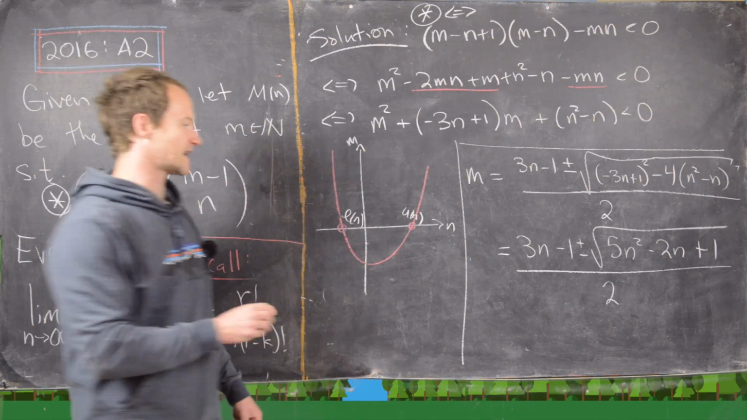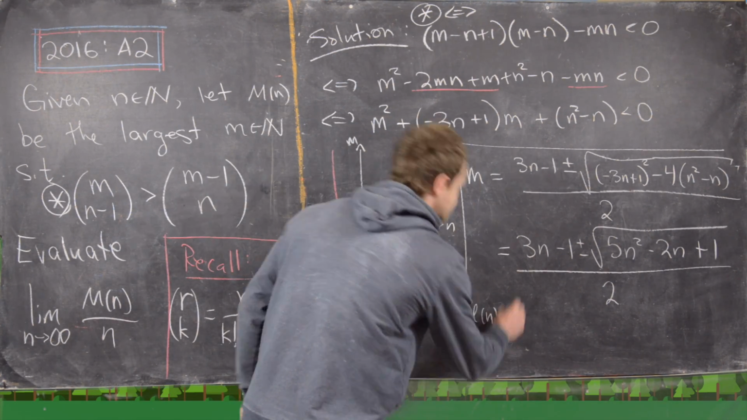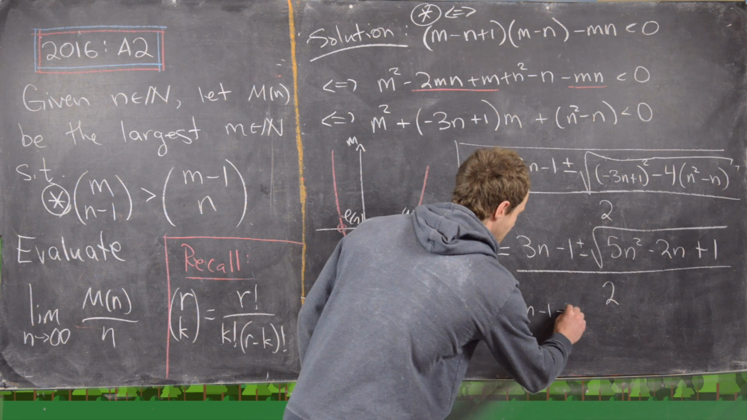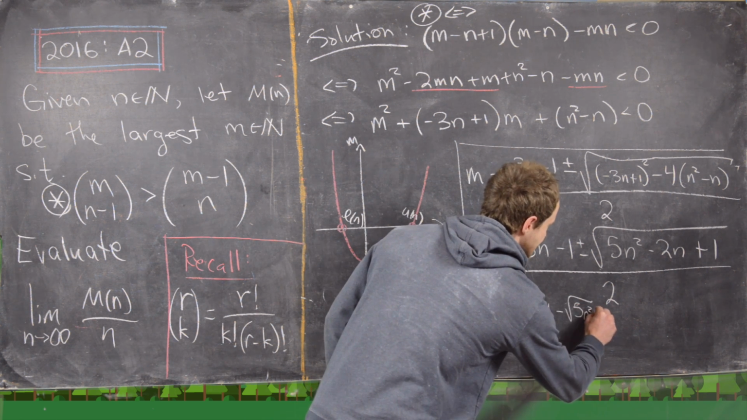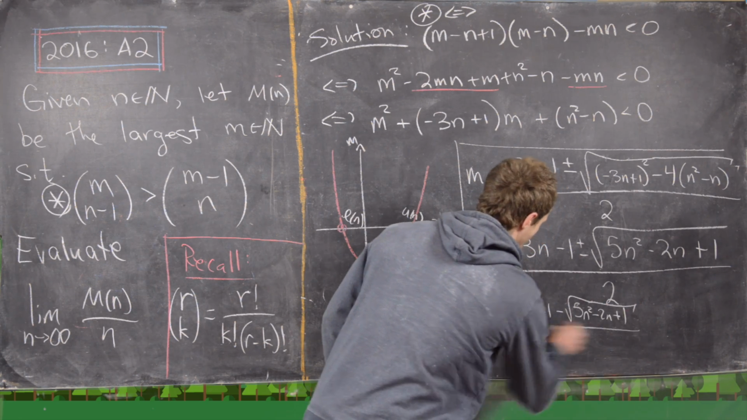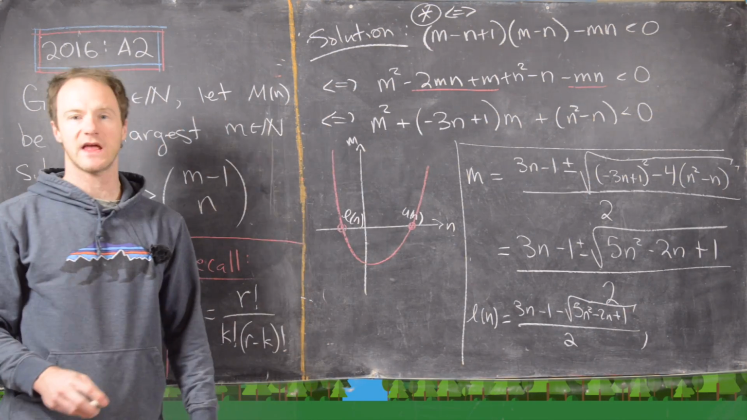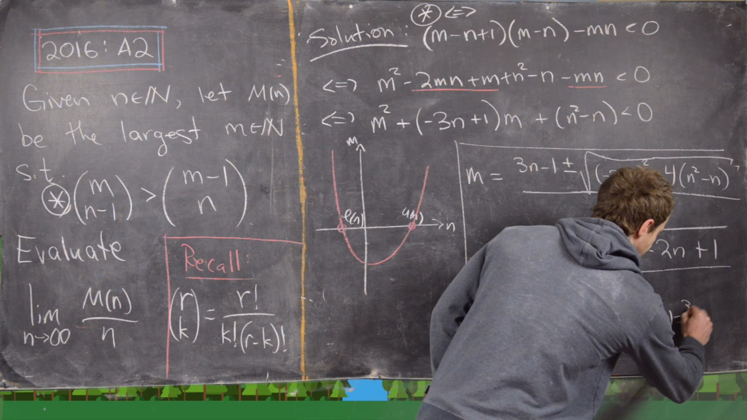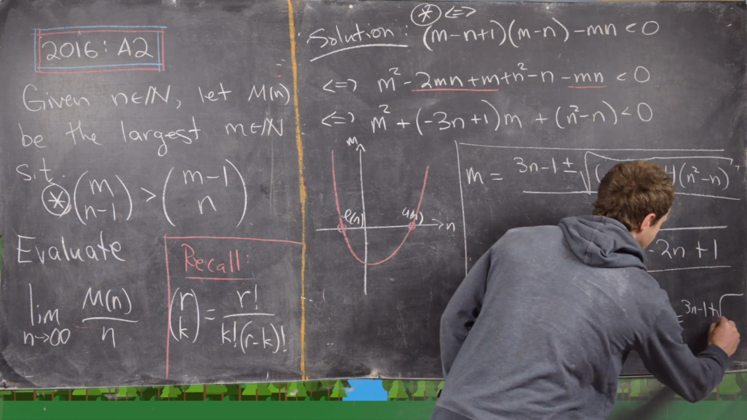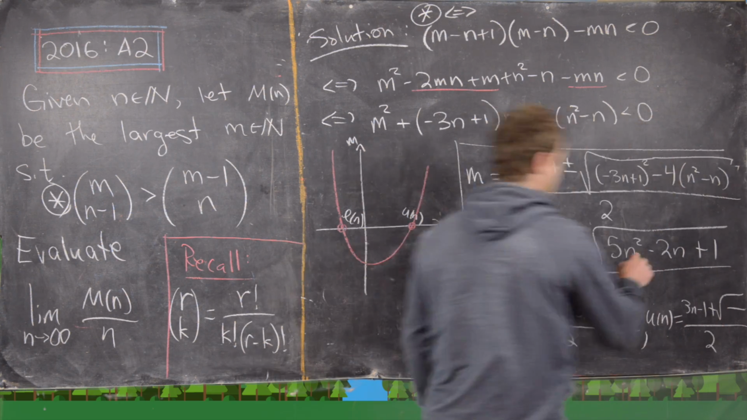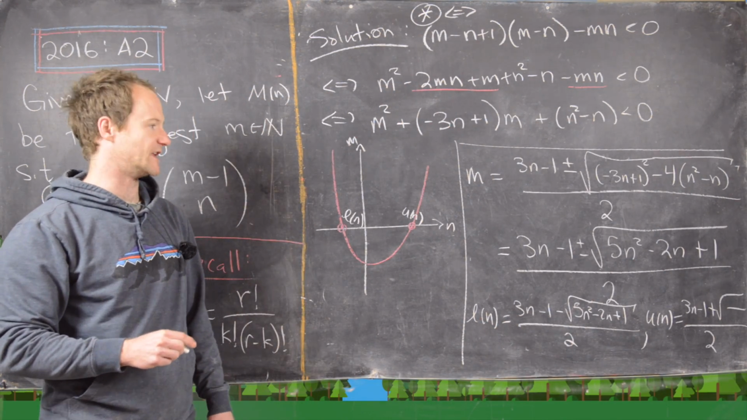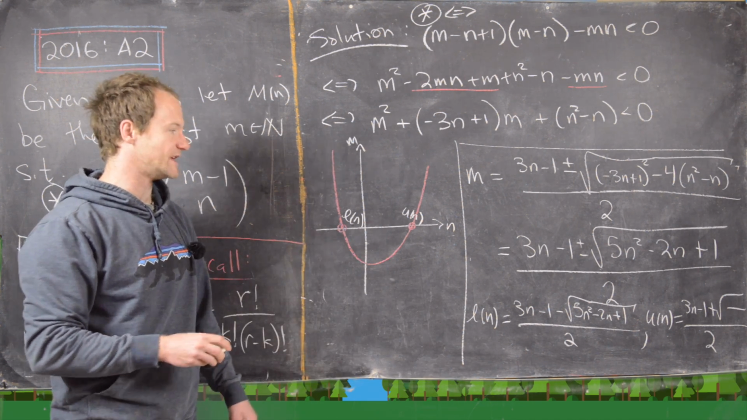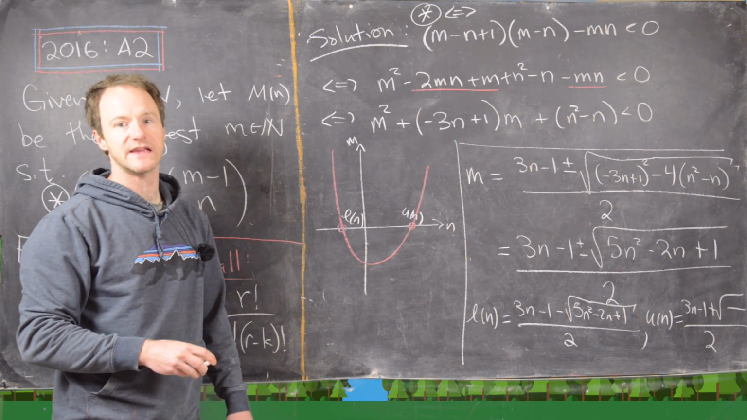And now what I can do is take ln to be equal to the lower root. So in other words, the lower root is 3n minus 1 minus the square root of 5n squared minus 2n plus 1, all over 2. And then I can let un be the upper root. So here we have un is equal to 3n minus 1 plus the square root of, and I won't write that in there because I don't have enough room, but it's the same thing as what we have up here, 5n squared minus 2n plus 1. So if we have m between these two values, we know that this inequality is satisfied.